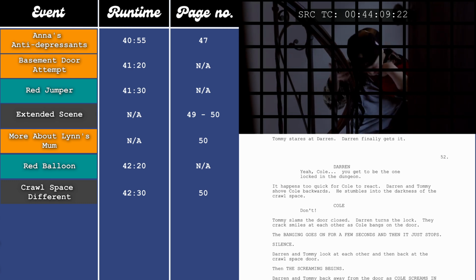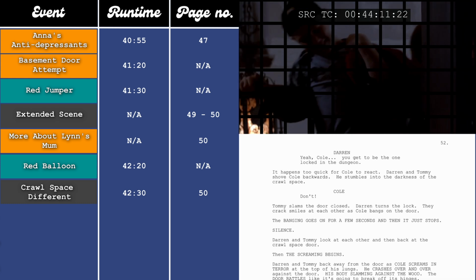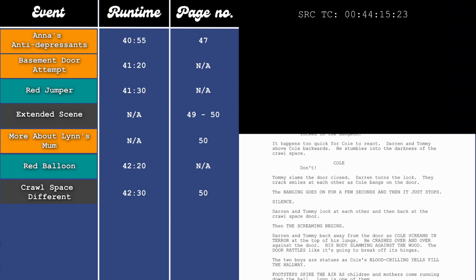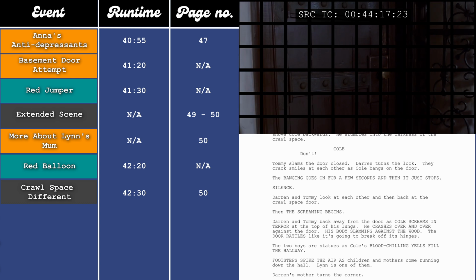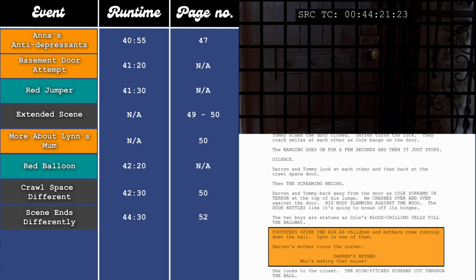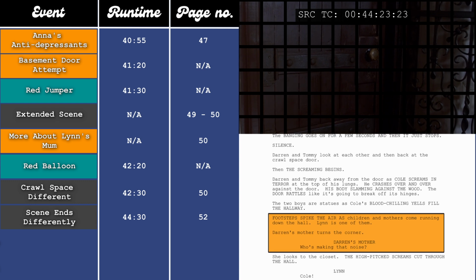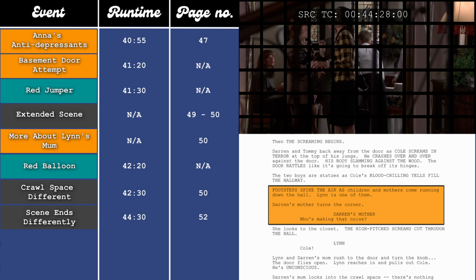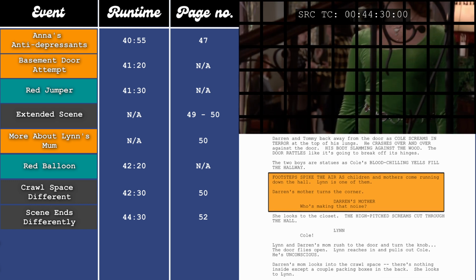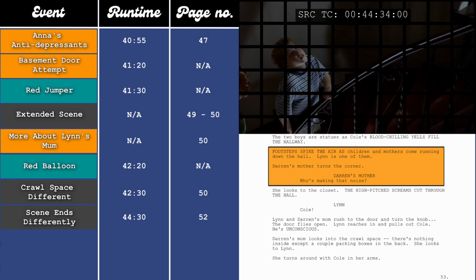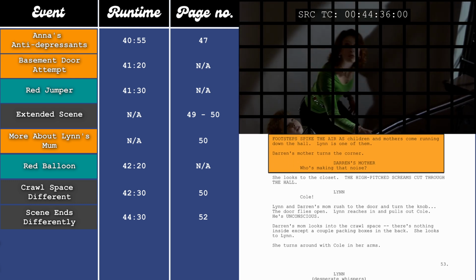After Cole gets forced into the crawl space by Tommy and his friend, which happens pretty much exactly the same in the script as it does in the film, the way the scene ends is slightly different. In the script, all the kids and the parents, including Lynn, run towards the sound of screaming, with Darren's mum asking what the noise is, whereas in the film, it's Lynn that hears it first and goes to find them before everyone else does, which I think is way more fitting and goes more in line with her character.